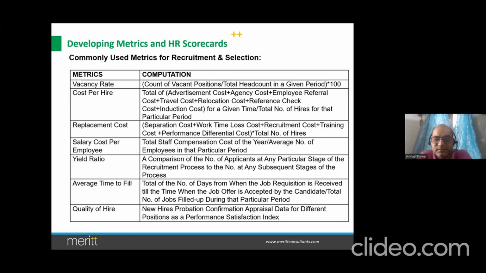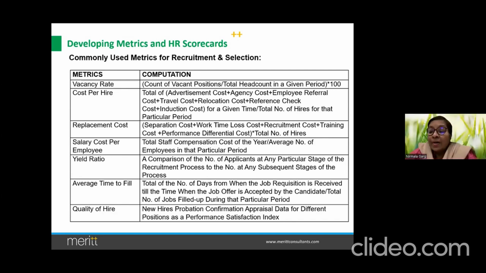It's very important to do your yield ratio, especially because then you will know exactly at what stage you're having an issue. Is it at sourcing? Is it at screening? Or is it at selection or interview? So it's very important to analyze the yield ratios. First of all, do you understand what the yield ratio is? No, I just want to understand what exactly the yield ratio is.